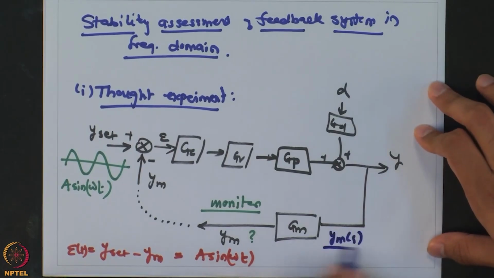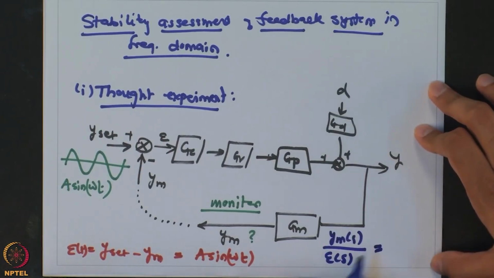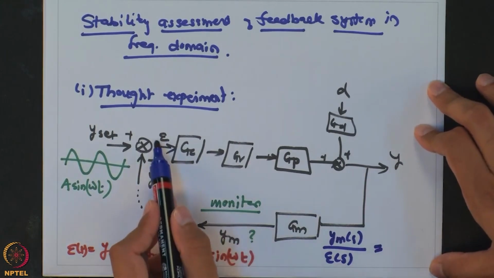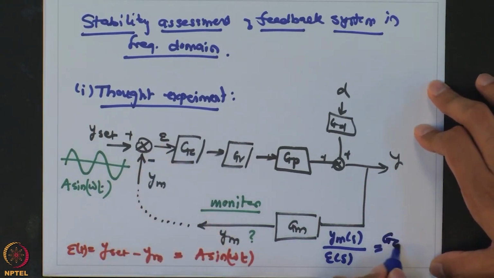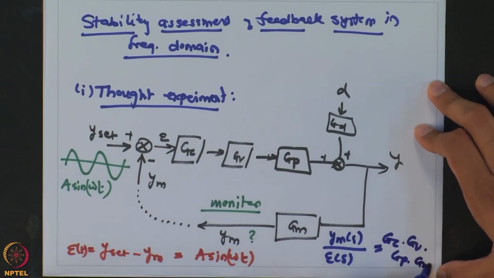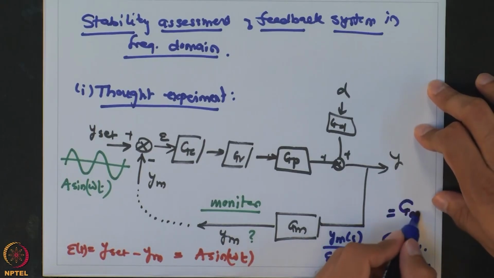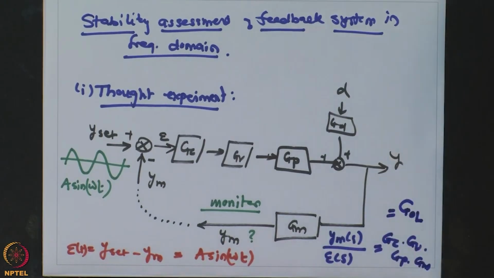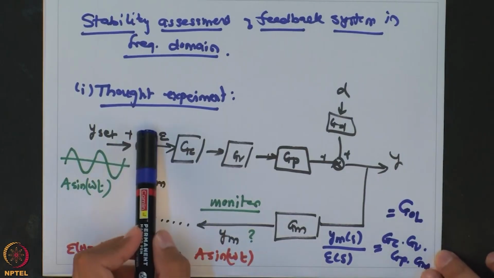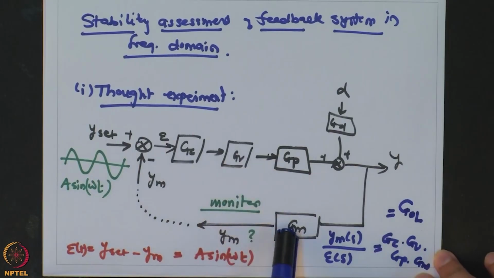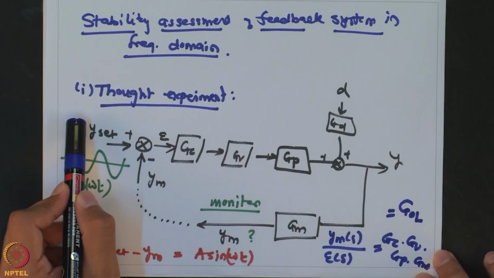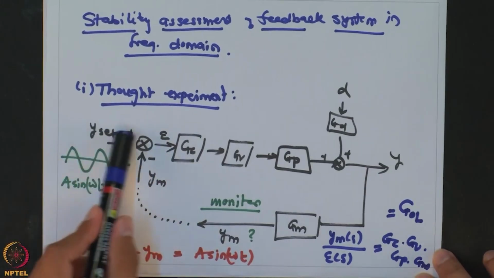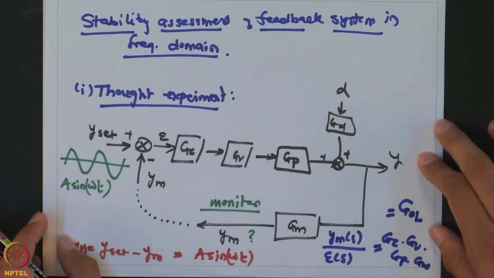If you look at the transfer function between Ym and epsilon(s), going from epsilon to Ym, it is Gc times Gv times Gp times Gm, and this is also called GOL. It is called the open loop transfer function between the measured output and the error, which is the product of these four transfer functions. We are going to give a sinusoidal input here as y set, and it is going to be equal to epsilon because Ym is 0.